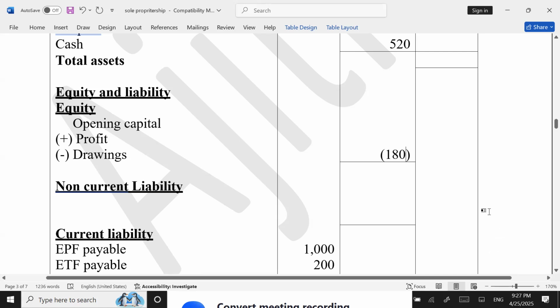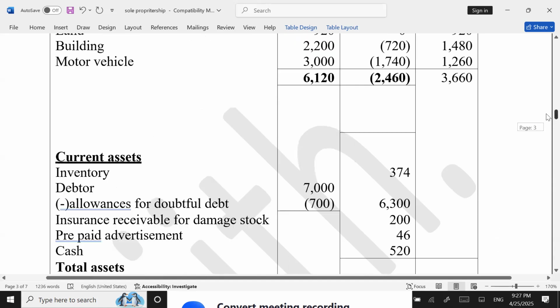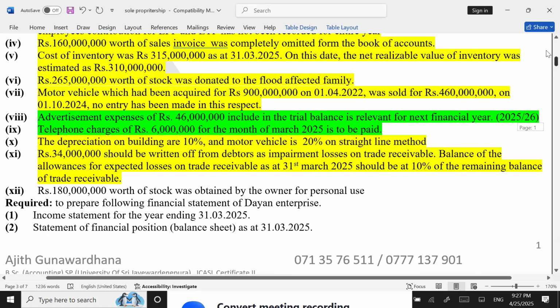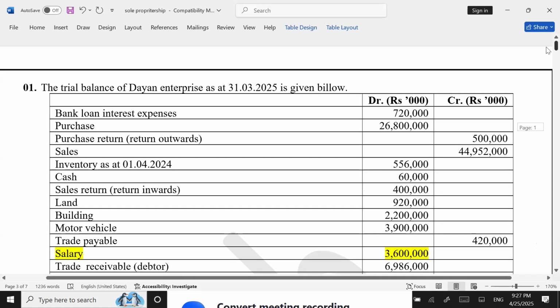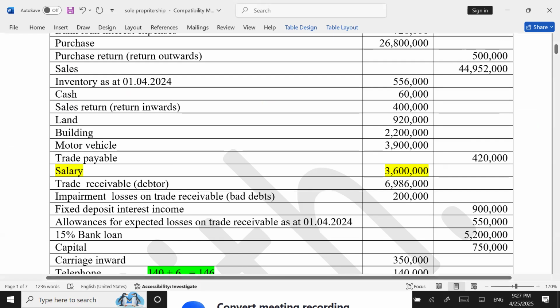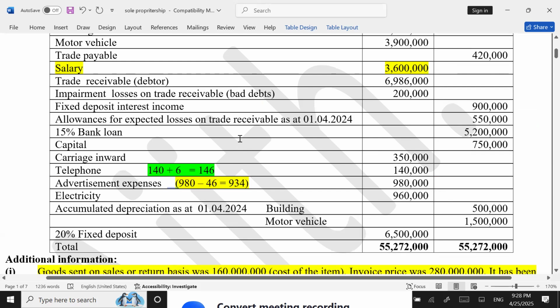Right, then try to compute the trial balance. The trial balance is given with the bank loan from the beginning. Bank loan as well as fixed deposit should be dealt with. Complete the trial balance also. Think about the bank loan, a non-current liability. The bank loan value is given as 5,200. Values are given in thousands.